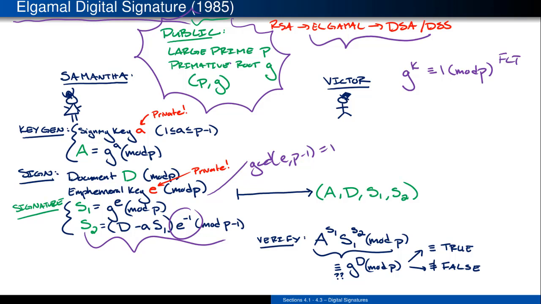The way he's going to compute this is the following. He takes that number A, raises it to the S1 power, then multiplies that object by S1 raised to the S2 power, and reduces that whole thing mod P. The question then is whether or not that is the same thing as G raised to the Dth power mod P. If it's congruent, then we know this thing is properly verified, and if it's anything else, it's going to be a fail, and we know that this signature is not valid.